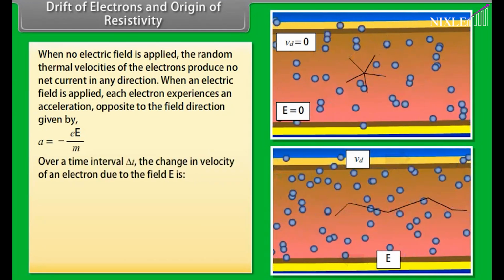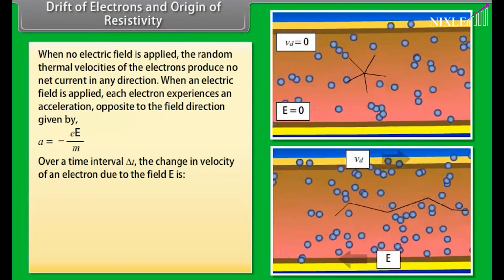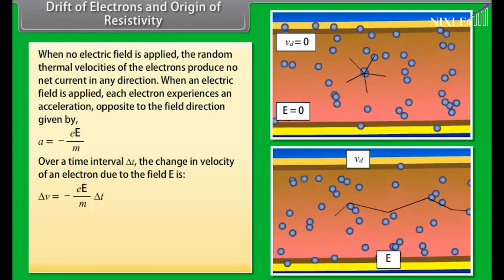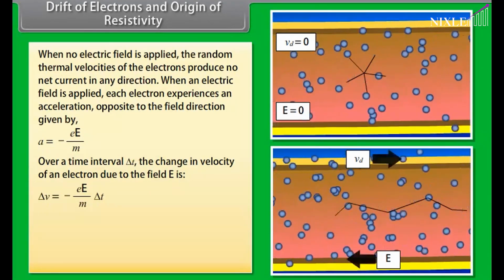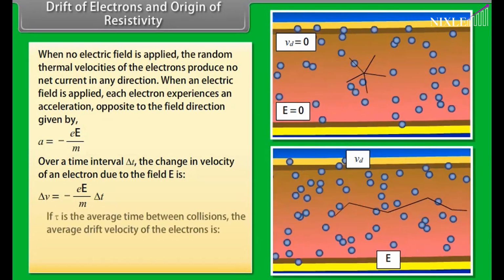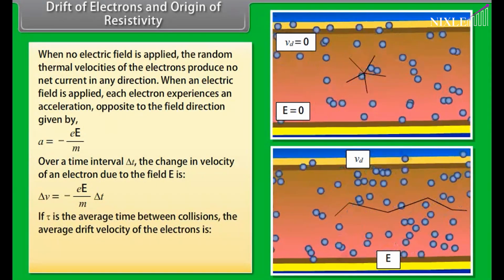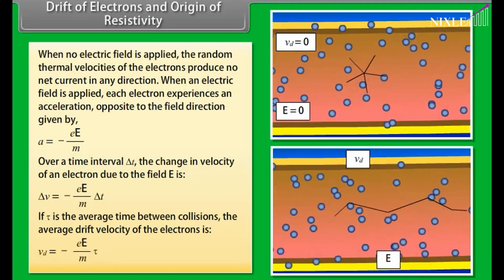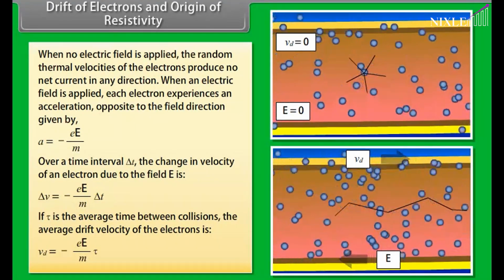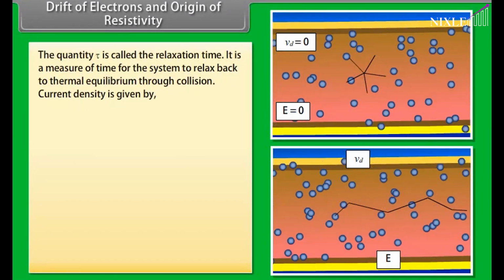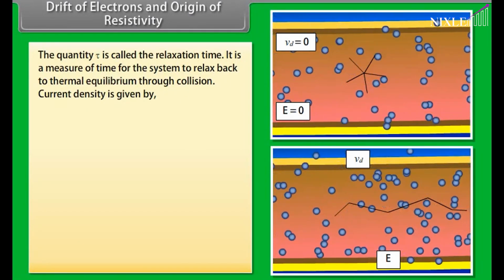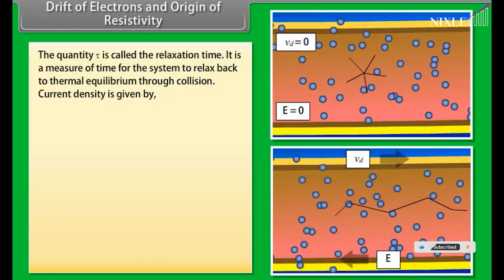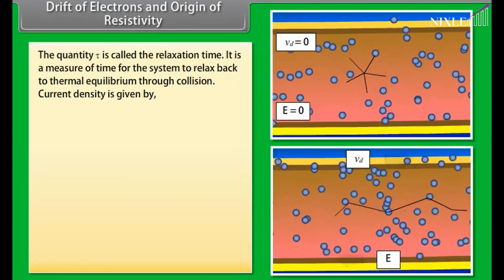Over a time interval Δt, the change in velocity of an electron due to the field E is equal to the product of acceleration and time interval. If τ is the average time between collisions, the average drift velocity of the electrons is equal to the product of acceleration and τ. The quantity τ is called the relaxation time. It is a measure of the time for the system to relax back to thermal equilibrium through collision.